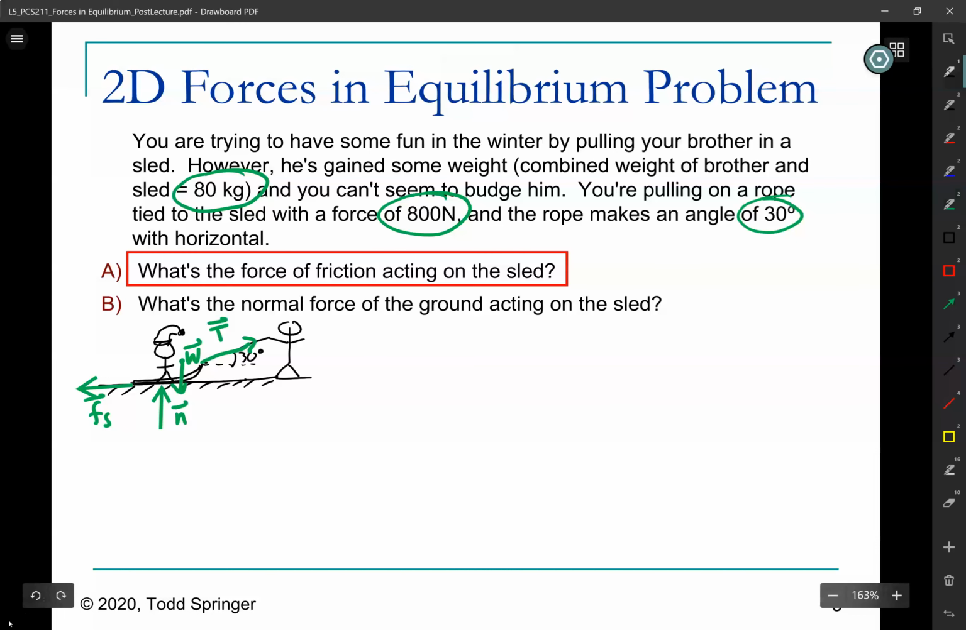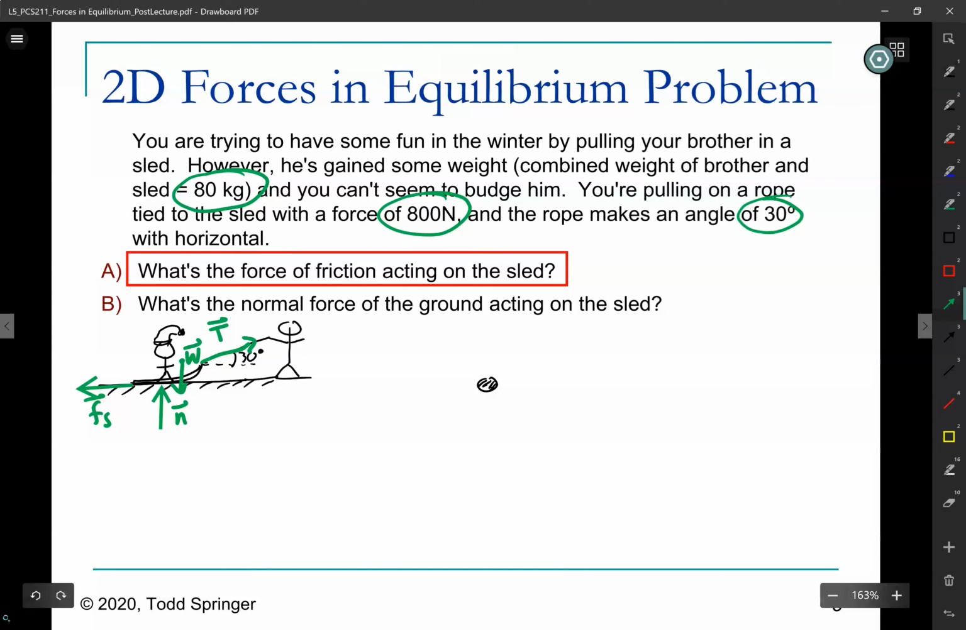Now the second step is to represent this whole object as a point. This point here is going to be denoting the brother plus the sled. So I'm simplifying my life. That point is all of the brother and the sled together represented by that point. And now I draw the forces acting on that, starting at that point.